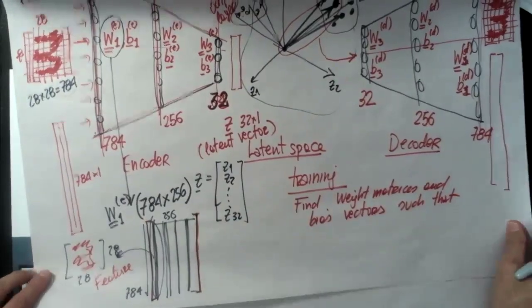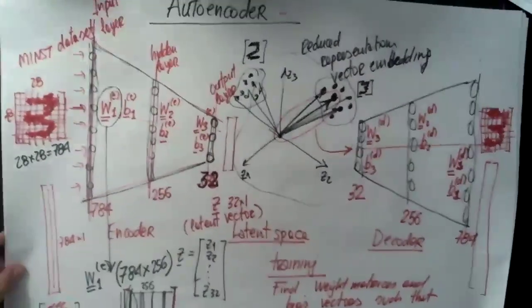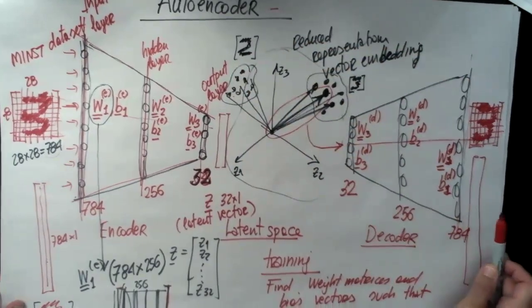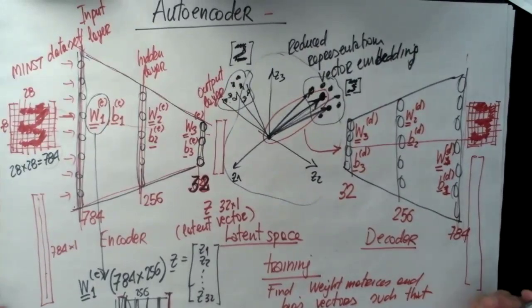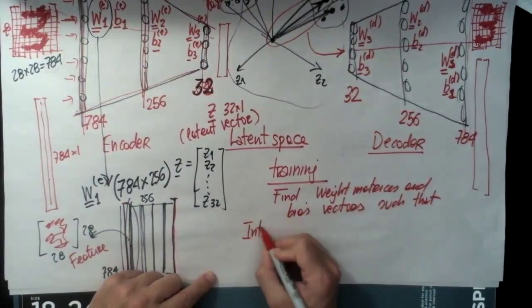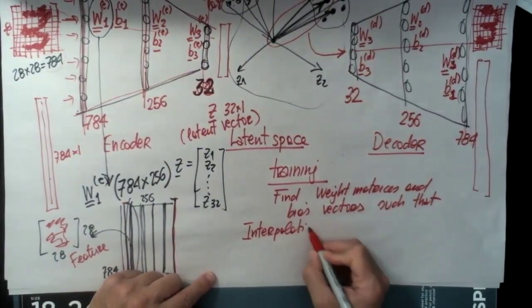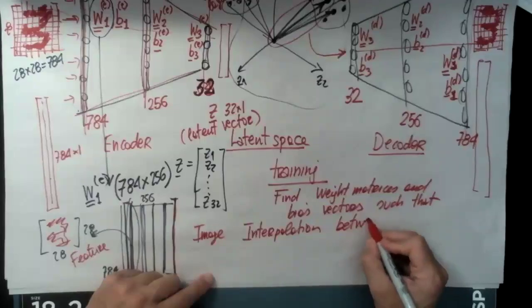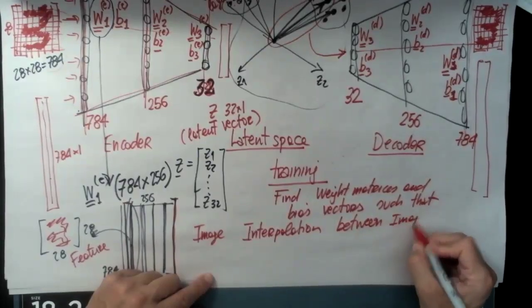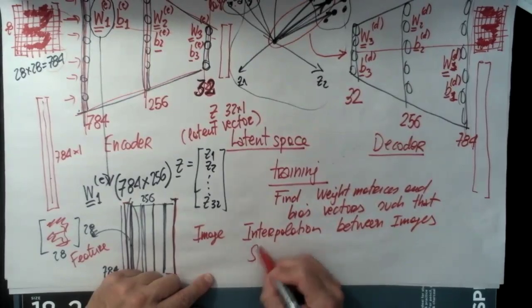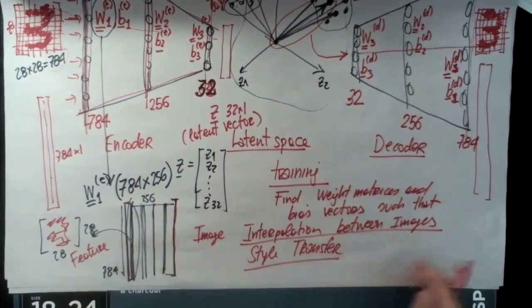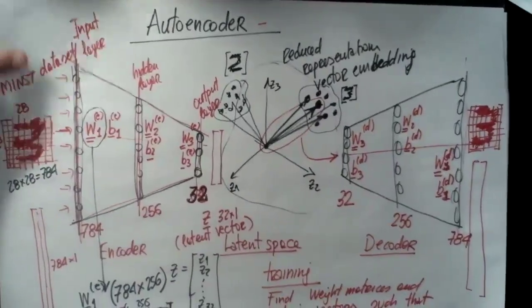So why is the autoencoder useful? Because once we have a latent representation of our images, we can basically do interpolation. We can do image interpolation between images, or we can do style transfer. And I'm going to show you how you do that in simple words.